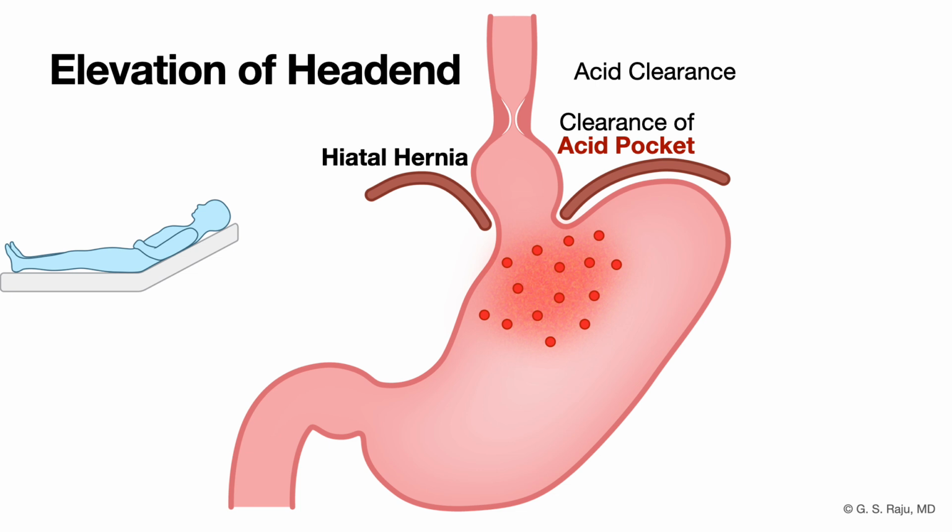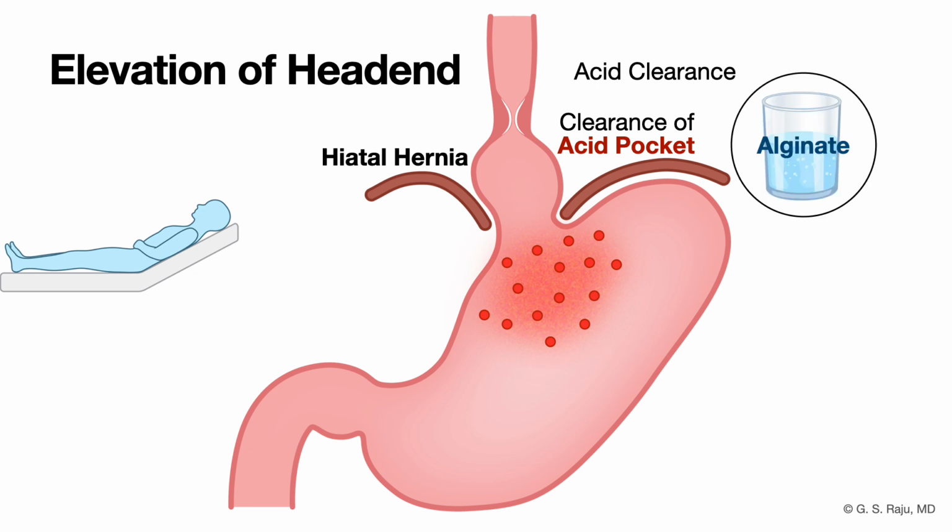If a patient is symptomatic despite being on PPI therapy with nocturnal symptoms, one could consider using a drink of alginate, which forms a viscous raft which stays on top of the stomach contents and prevents these symptoms of acid burn to the esophagus.